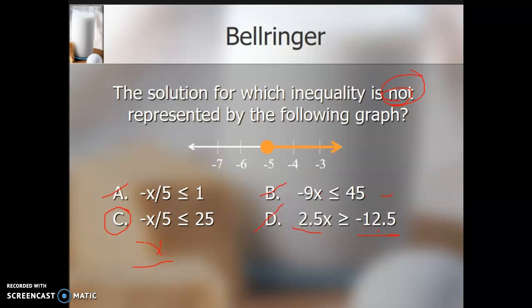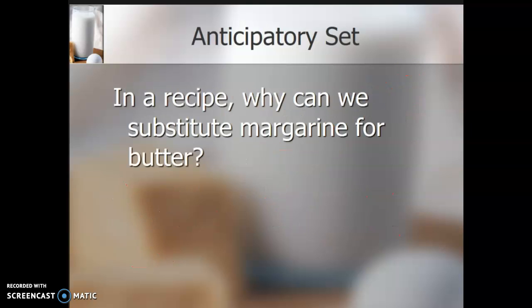All right, so think about, in a recipe, why can we substitute margarine for butter? Think about that. The answer is we can substitute margarine for butter because they're close enough to being the same thing. It might taste a little different, but butter and margarine, you can use those interchangeably.